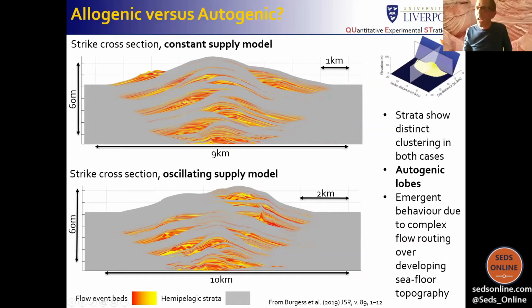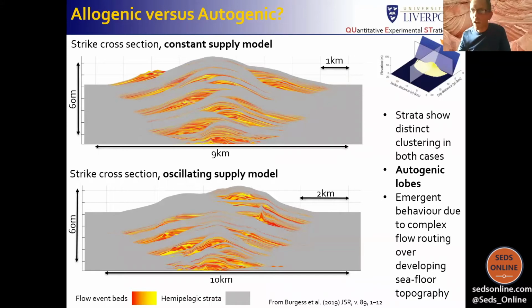Now, none of that is particularly surprising, except for this one thing: this is a reduced complexity model. It's as simple as it's really possible to make a model like this and for it to still work. All it does is look at the topography of the basin floor beneath the flow and choose the steepest way down. That's pretty much literally all it does. Yet from that very simple formulation, we get this clustering of flows and the production of lobes. And it doesn't look appreciably different between the constant supply model and the oscillating supply model.